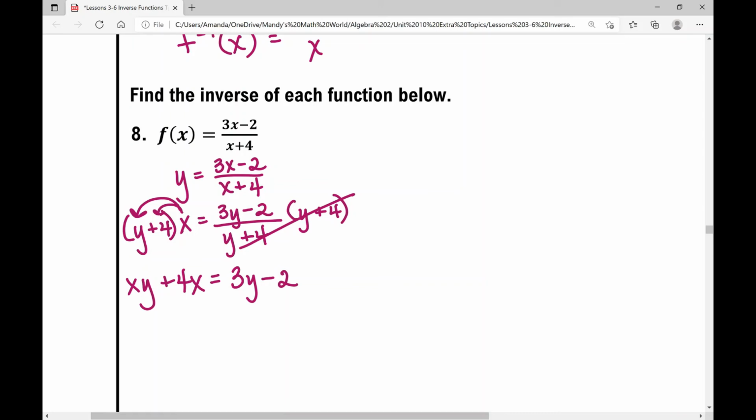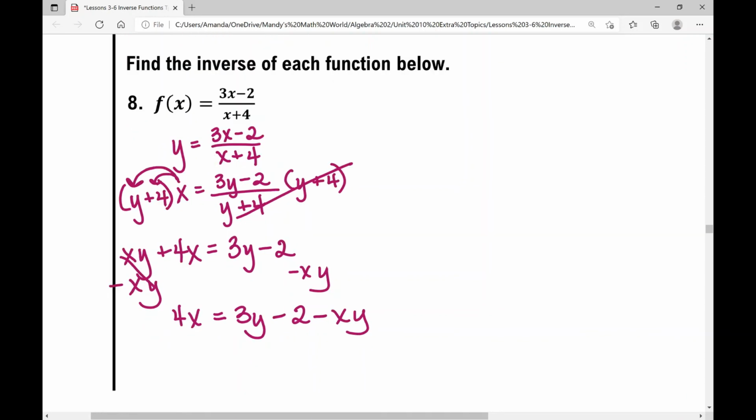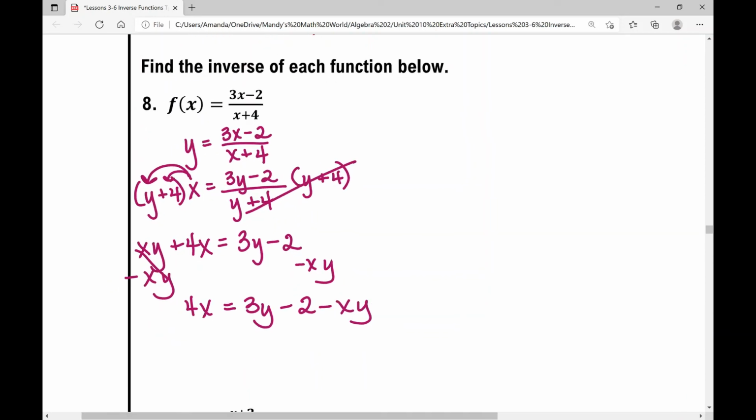Remember, the goal is to get y all by itself. So what I'm going to do is move this 3y to this side, the left side, and the 4x to the other side. So what do we have here? Actually, why don't I do this? I'm going to subtract xy, and I get 4x equals 3y minus 2 minus xy. Let's move this other term, this minus 2, to the other side since there's no y in that term. So I'm going to add 2 to both sides.